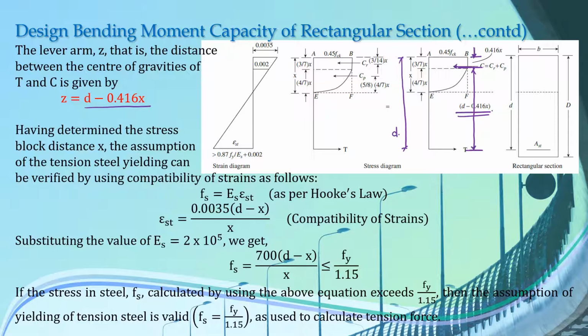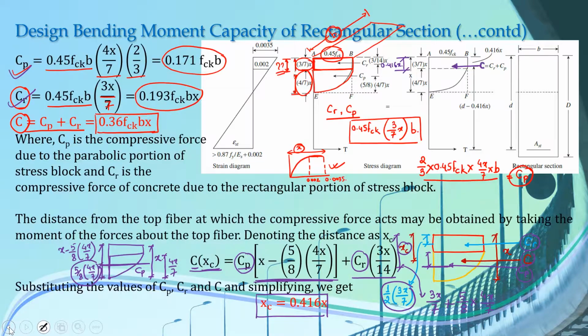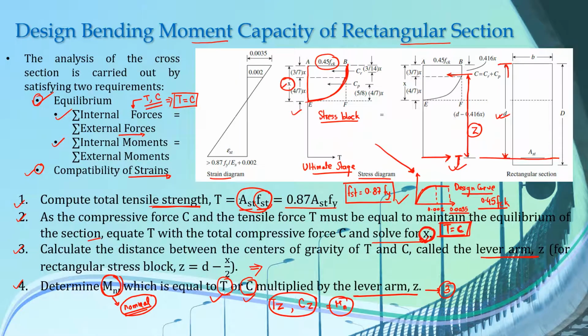So before calculating the moment of resistance, we have determined the stress block distance. The assumption of the tension steel yielding can be verified by using compatibility of strains as follows. If you remember, while calculating the tensile forces, we assumed the stress acting on our steel bars is 0.87 Fy. That means we have assumed that the steel has yielded.